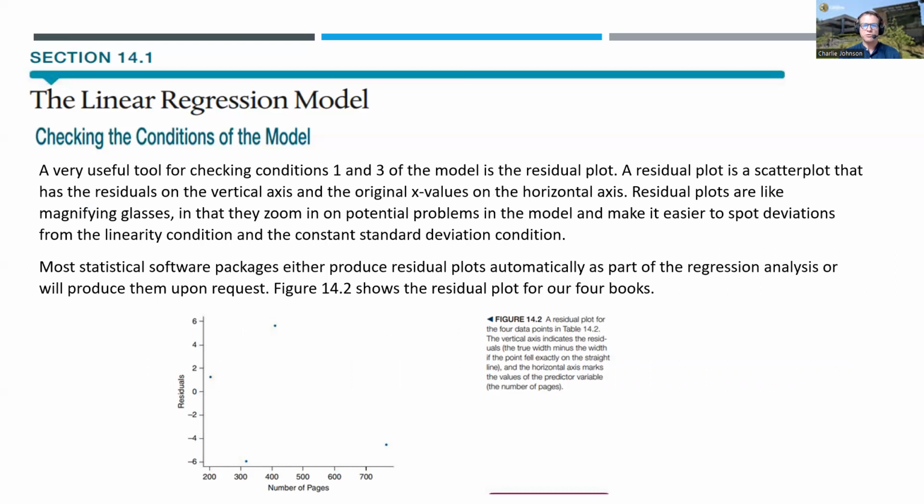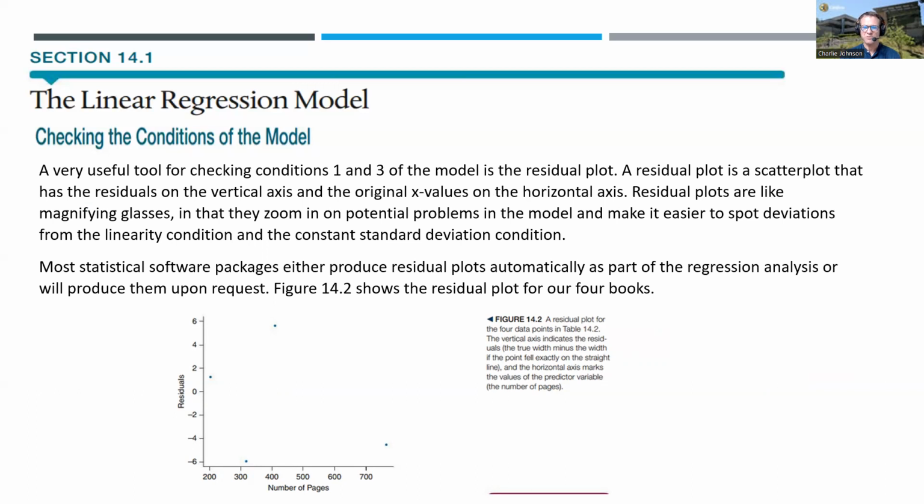A very useful tool for checking conditions 1 and 3 of the model is the residual plot. A residual plot is a scatter plot that has the residuals on the vertical axis and the original x values on the horizontal axis. Residual plots are like magnifying glasses in that they zoom in on potential problems in the model and make it easier to spot deviations from the linearity condition and the constant standard deviation condition.